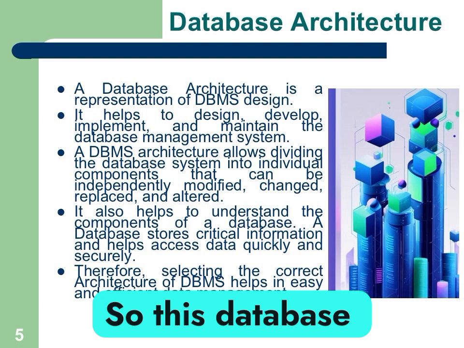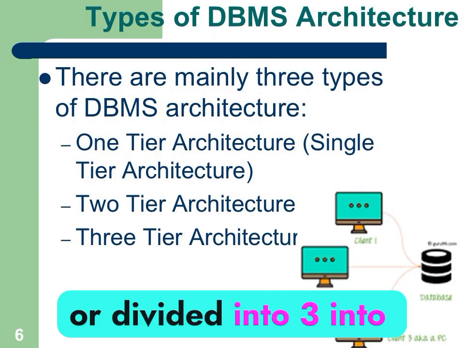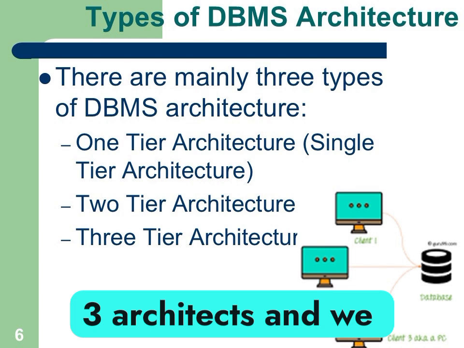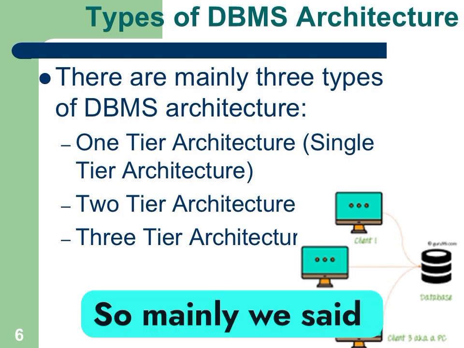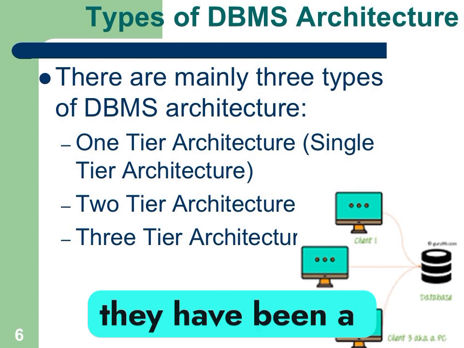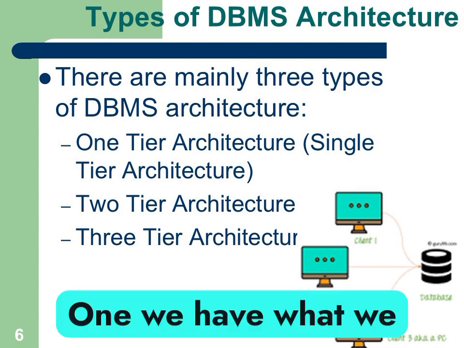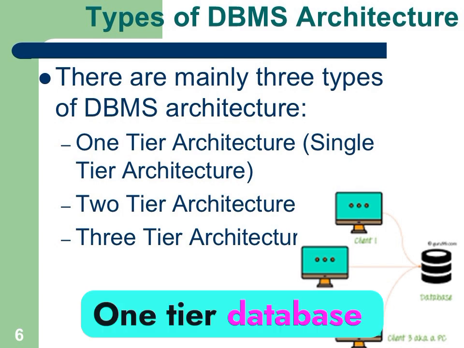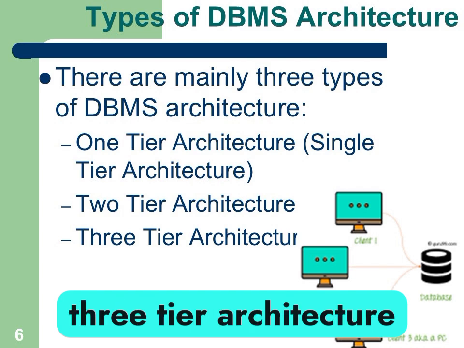So this database architecture is further classified or divided into three types of database management system architecture. Mainly, they have been grouped or categorized into three. One, we have what we call one-tier database architecture. Two, we have two-tier architecture, and then we have three-tier architecture.